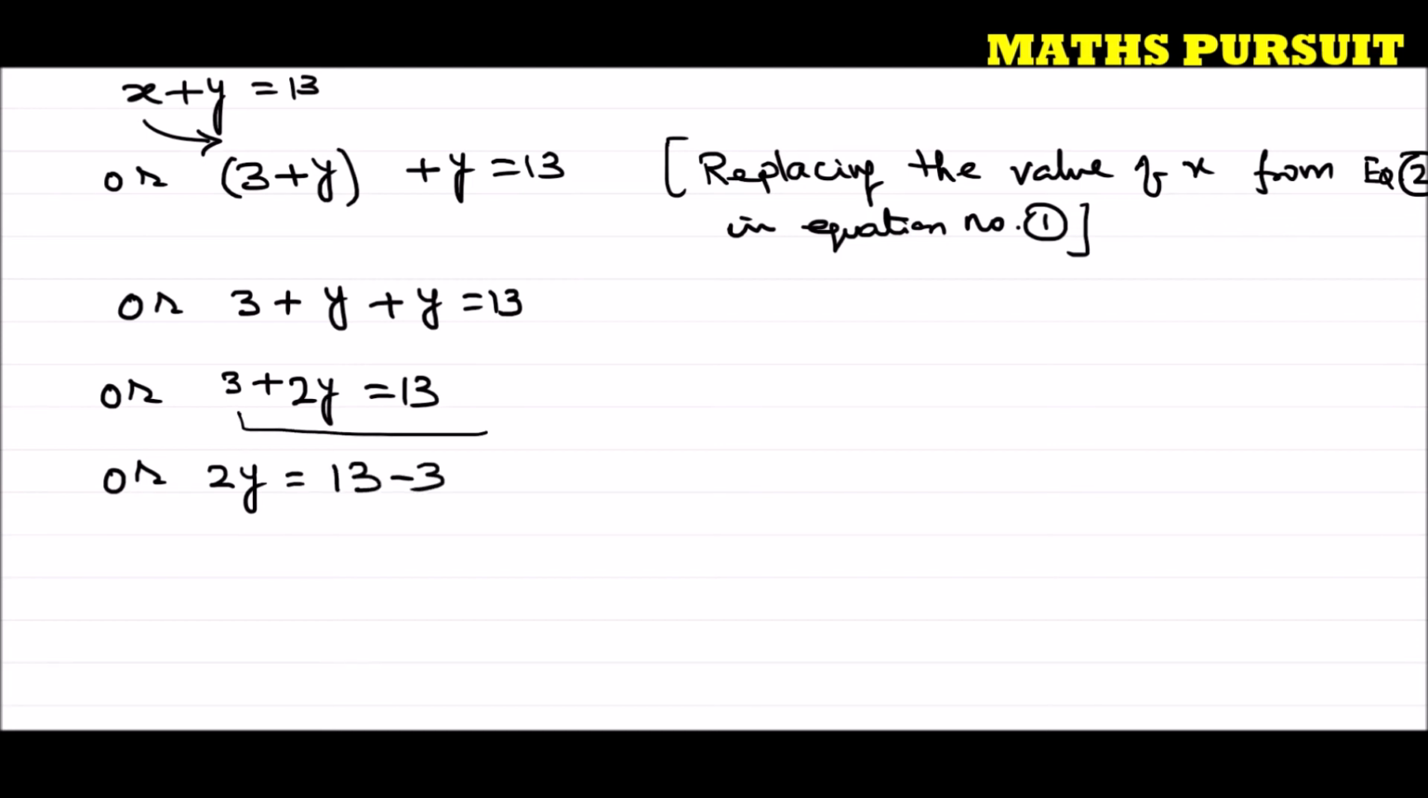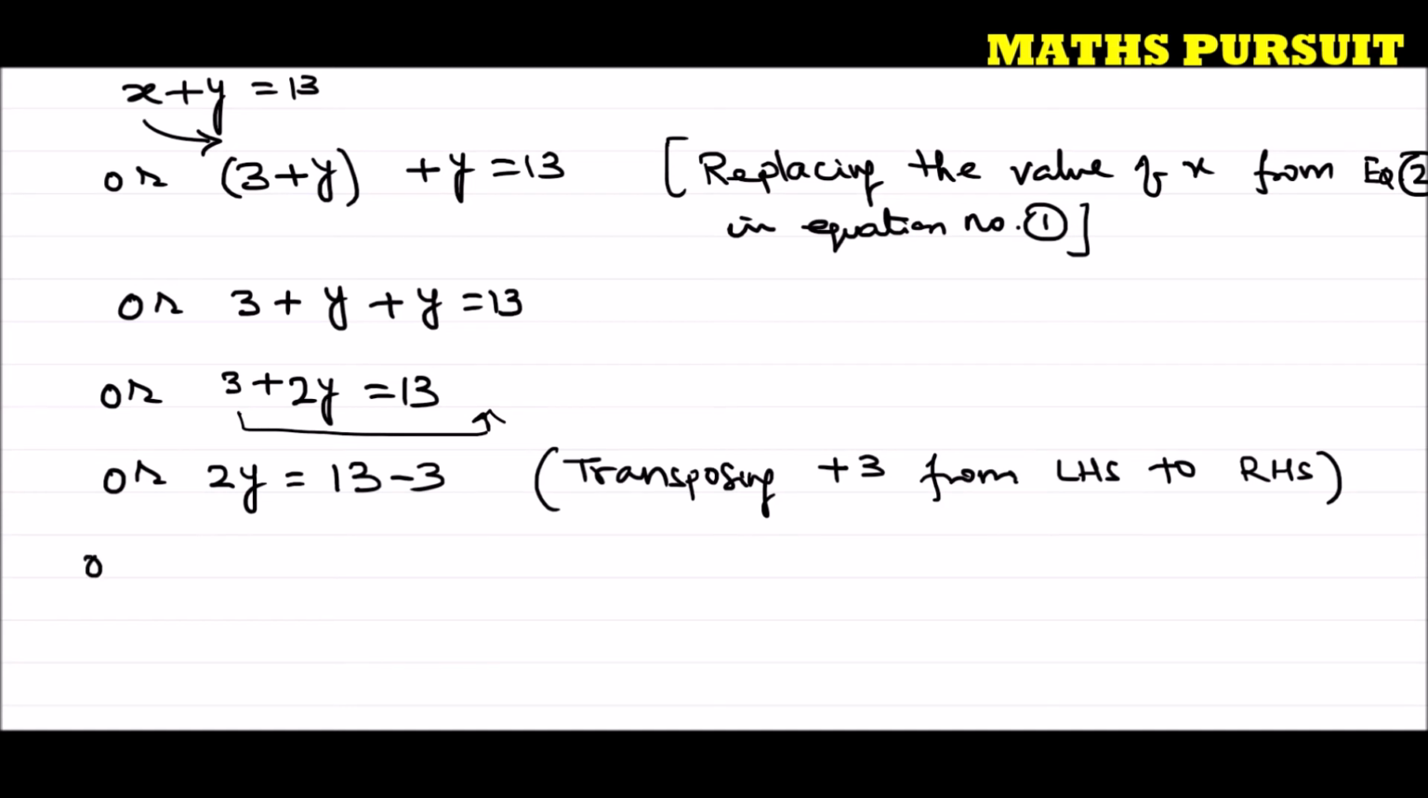What am I doing here? I just moved this 3 from the left hand side to the right hand side, that means transposing plus 3 from left to right. Hope you are understanding. I am very clear till here; this is a little bit confusing, so we need to understand this one. We got 2y is equal to 13 minus 3, because I moved plus 3 from left hand side to right hand side. Or I can write 2y is equal to 10.